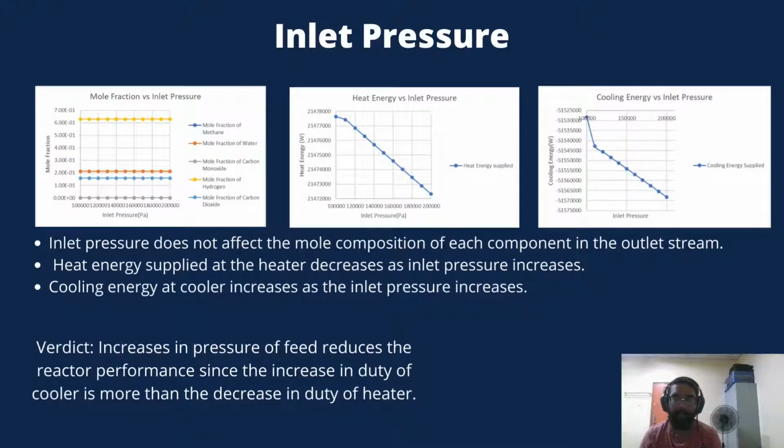The first independent variable is the inlet pressure. Inlet pressure does not affect the mole composition of each component in the outlet stream, and the heat energy supplied at the heater decreases as inlet pressure increases, and cooling energy at the cooler increases as the inlet pressure increases. So to conclude, an increase in pressure reduces the reactor performance since the increase in duty of the cooler is more than the decrease of duty in the heater.